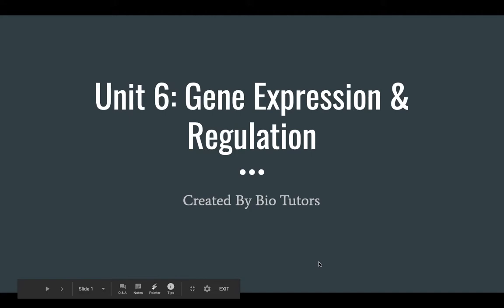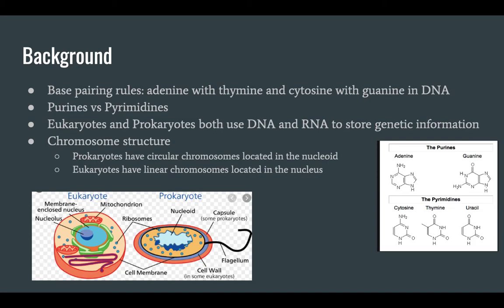6 of the AP Biology exam, which covers gene expression and regulation. So here's some background. There are 4 nucleotides that make up DNA: adenine, thymine, guanine, and cytosine. In RNA, however, there is a 5th nucleotide called uracil, which replaces thymine and pairs with adenine instead. These 5 nucleotides have base pairing rules.